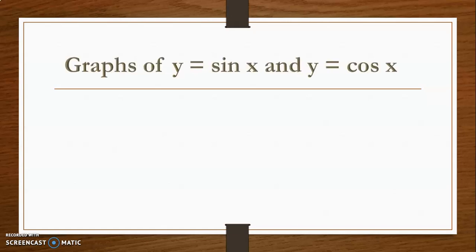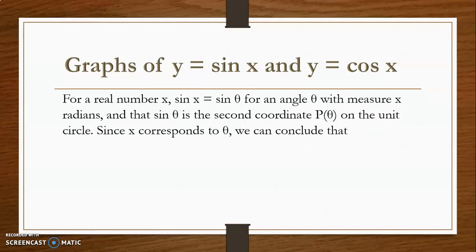So in graphing the sine and cosine functions, we have to take note of its properties and important terms. In graphing, it is very important that we consider the domain and range so that you will be guided as to where the graph extends. In sine and cosine, we recall that sine x is equal to sine theta for an angle theta with measure x radians. And that is, the sine of theta is the second coordinate on the unit circle.